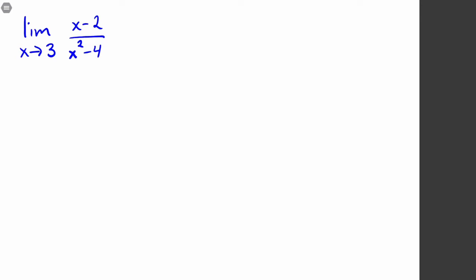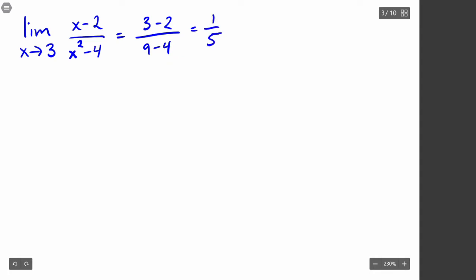If we think back to those limit laws and what it means to be continuous, at x equals 3 the bottom's not 0, so this function's continuous at x equals 3, and therefore we just plug it in. We get 3 minus 2 over 9 minus 4, and that simplifies to 1/5. But what happens if instead I ask the question, what's the limit as x approaches 2 of this thing?